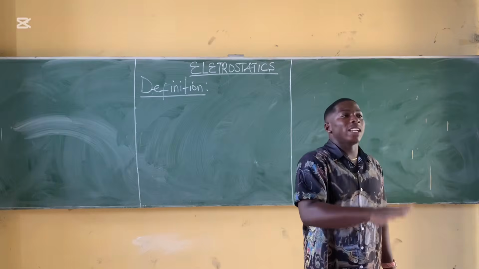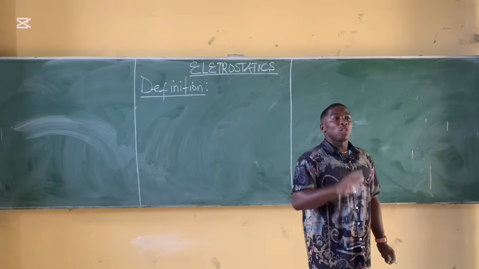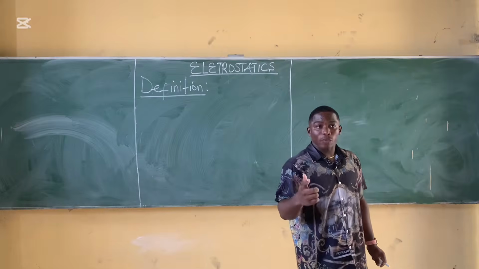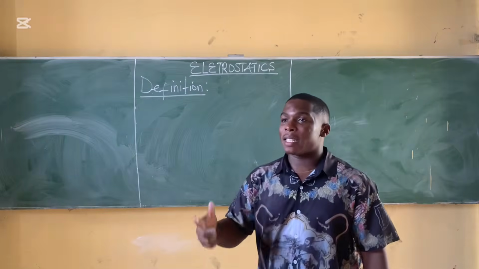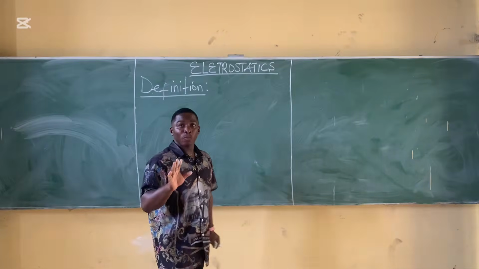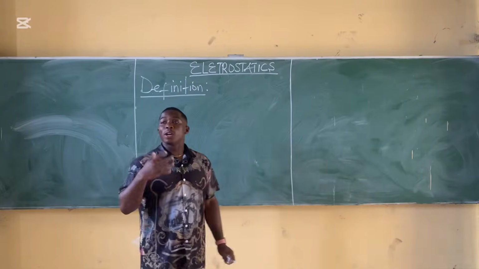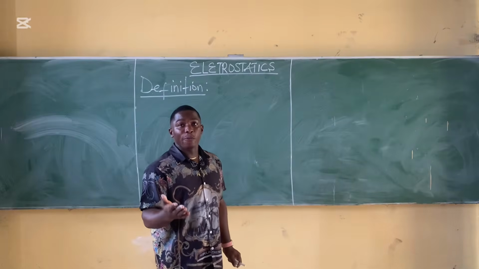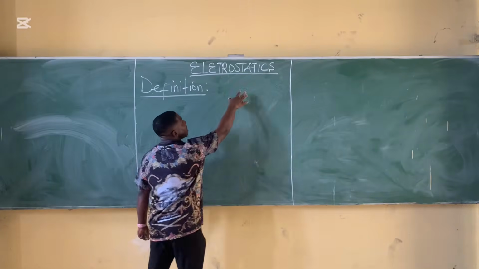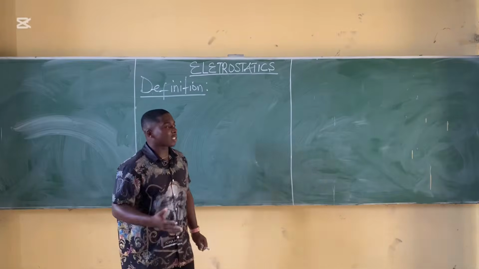A form of electricity that is stationary is referred to as electrostatics, or you can say the form of electricity that is at rest. Look at this word: electrostatics. Electro means electricity. Statics means stationary, at rest. So electrostatics is a form of electricity that is at rest.